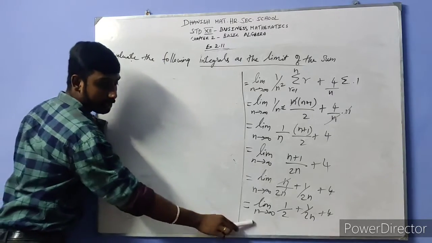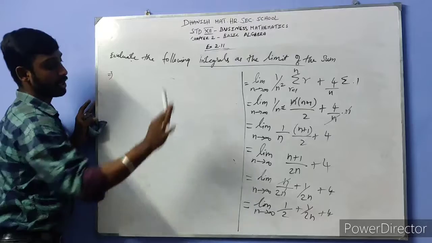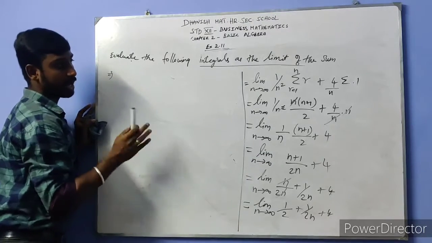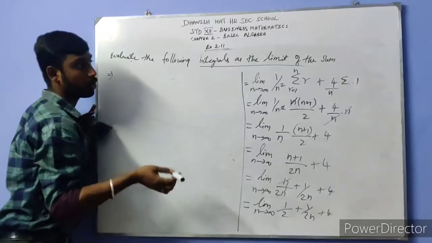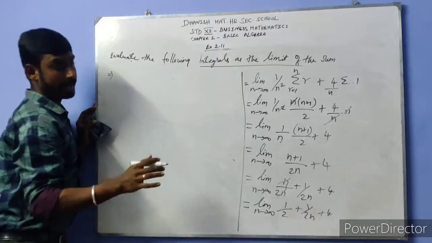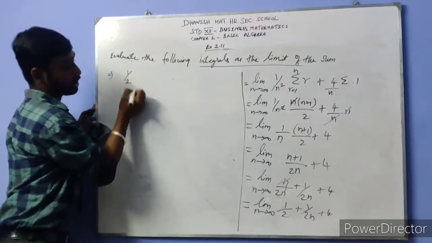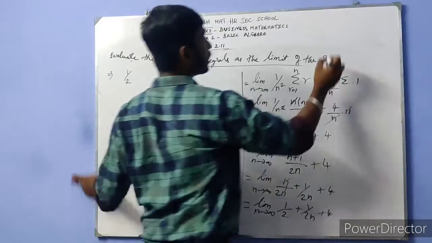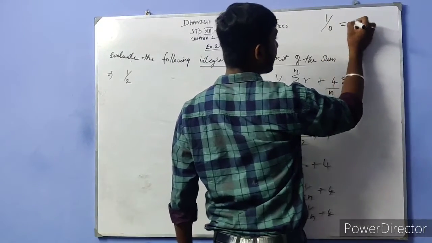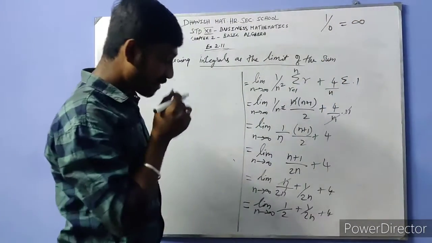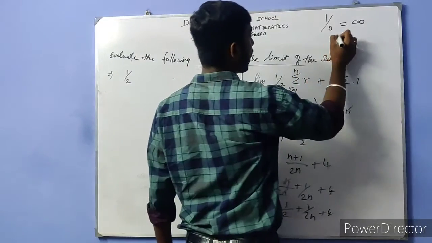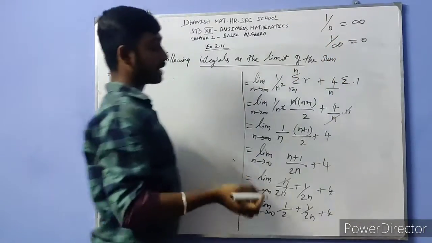If you are substituting the limit value, no need to put limit here. Hereafter, no need to put limit. Wherever you substitute the limit value, no need to put limit in the next step. So what is the remaining value? So 1 divided by 2. You know that 1 divided by 0 is infinity, and 1 divided by infinity equals 0.